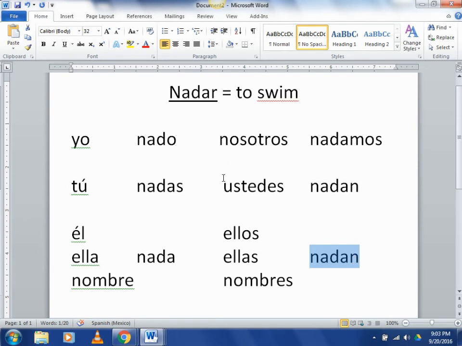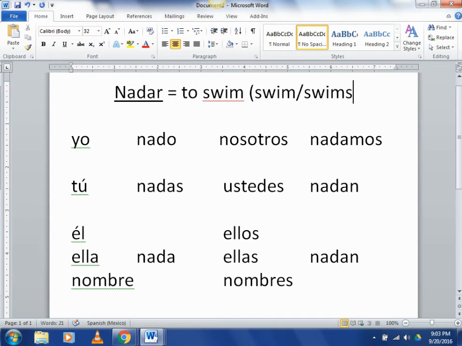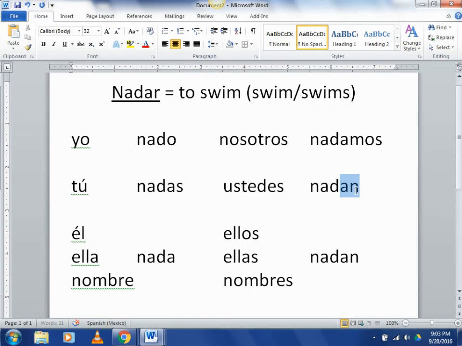This is a full verb conjugation. In English, we would have swim or swims only. Here we have 5 different forms, all with various spelling, always with the same kind of beginning, and you can see it's the ending that is changing.